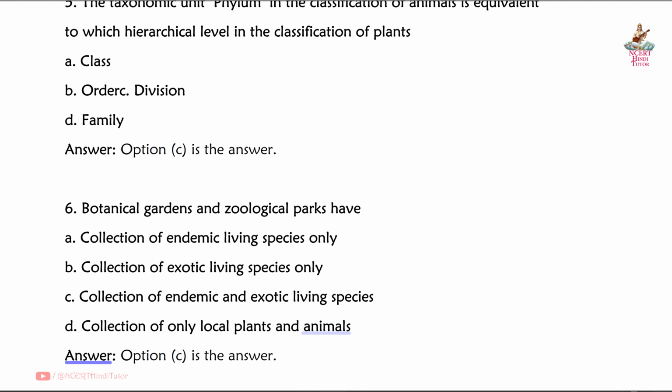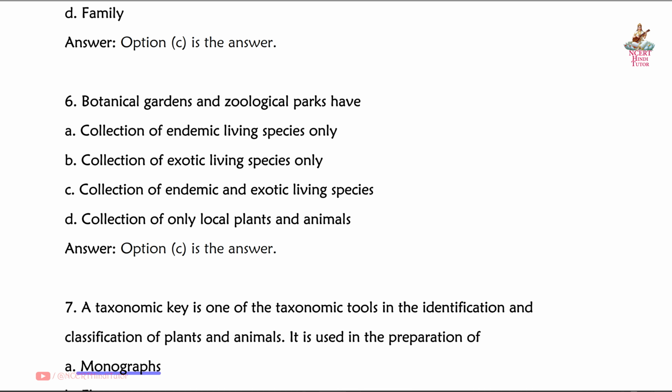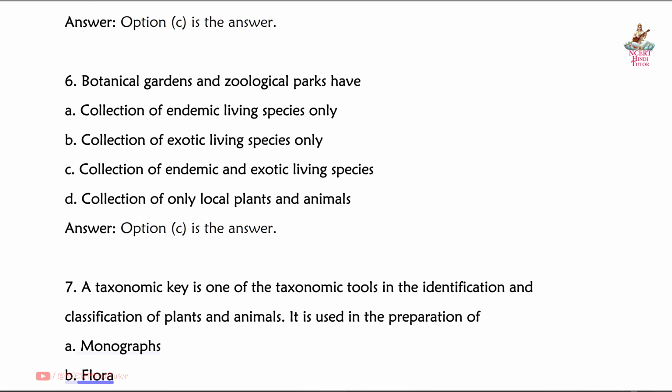7. A taxonomic key is one of the taxonomic tools in the identification and classification of plants and animals. It is used in the preparation of: A. Monographs. B. Flora. C. Both A and B. D. None of these. Answer, option C, is the answer.